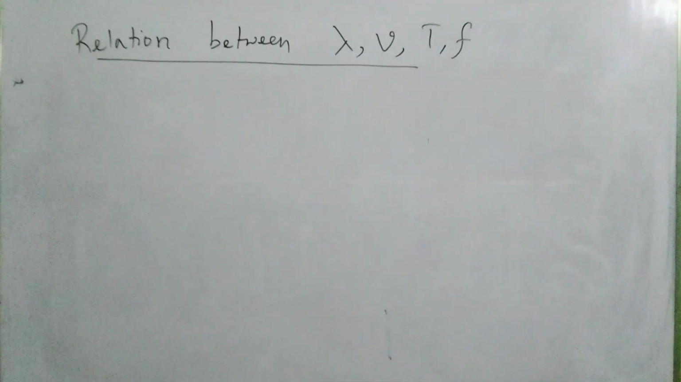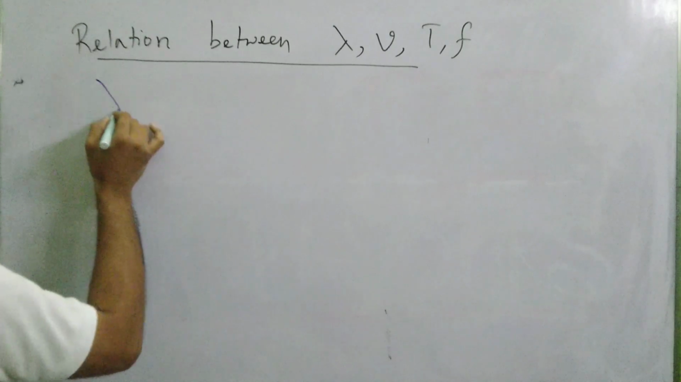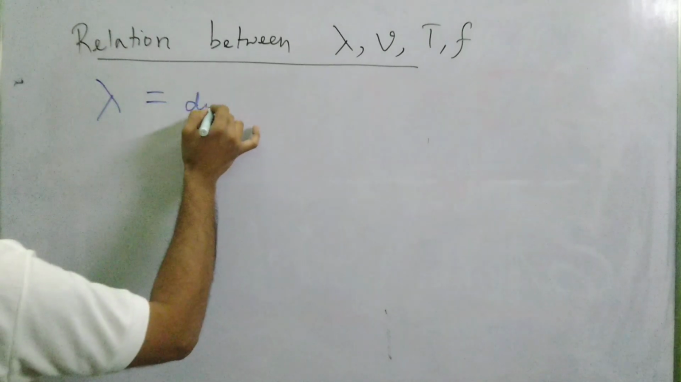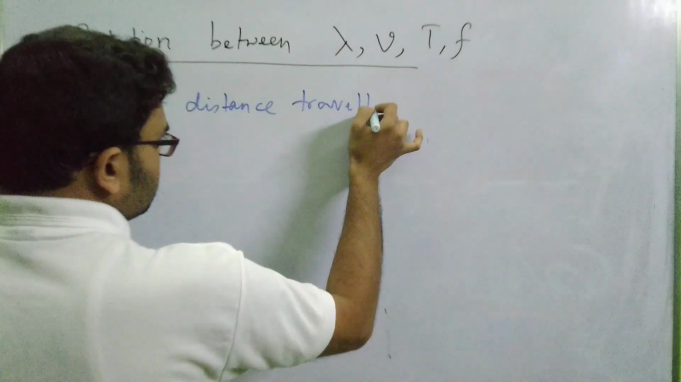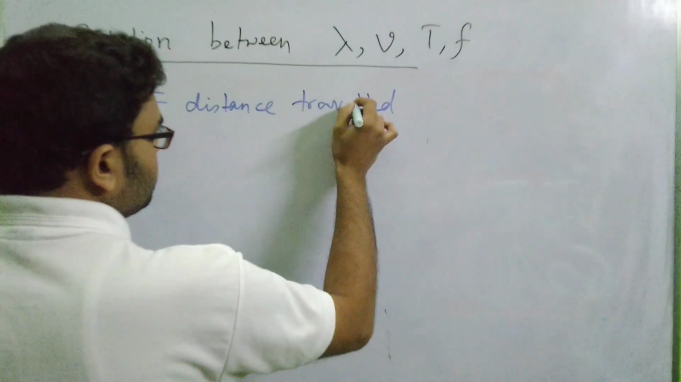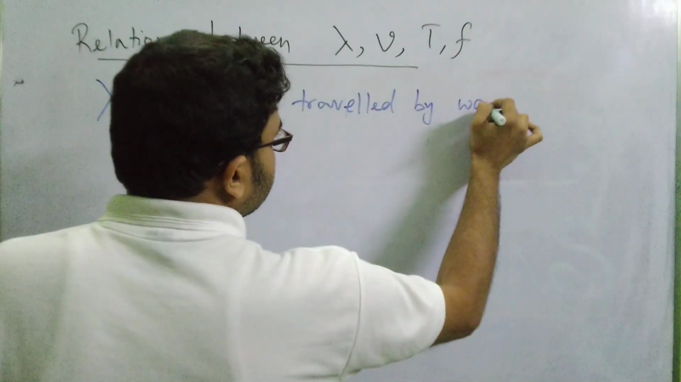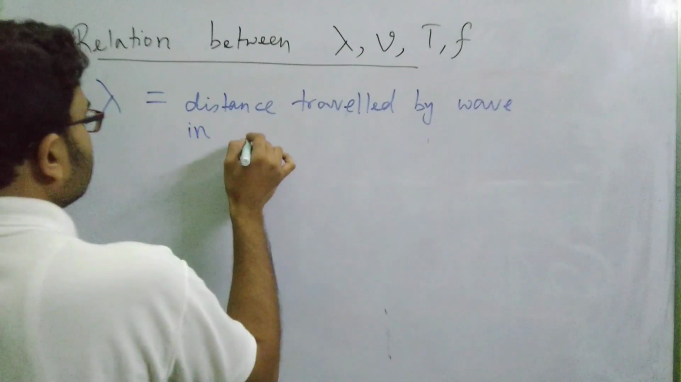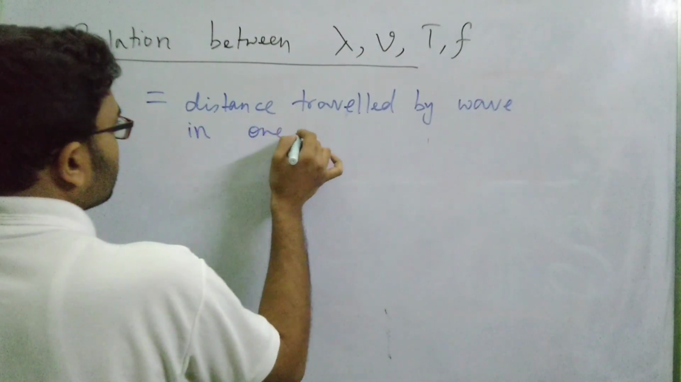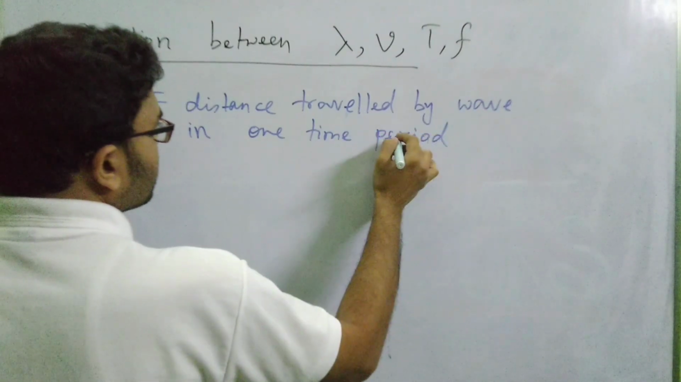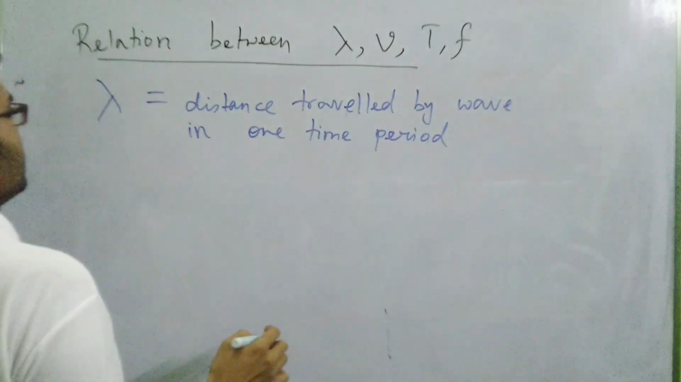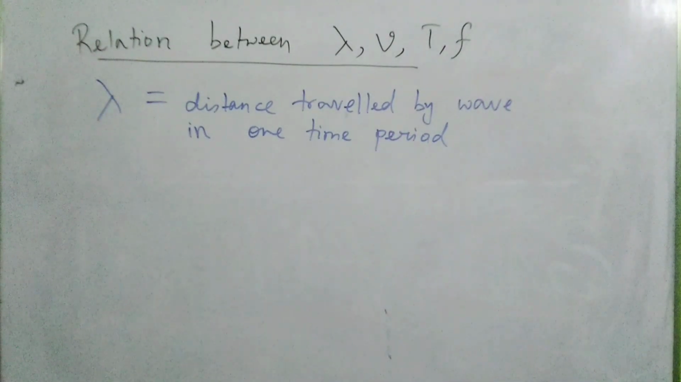Now see, we have already learned the specific term wavelength. What is wavelength? It is the distance traveled by the wave in one time period. So if I say what is lambda, wavelength, it is the distance traveled by wave in one time period. Okay, so this is the distance traveled by wave in one time period. This is the lambda or wavelength.